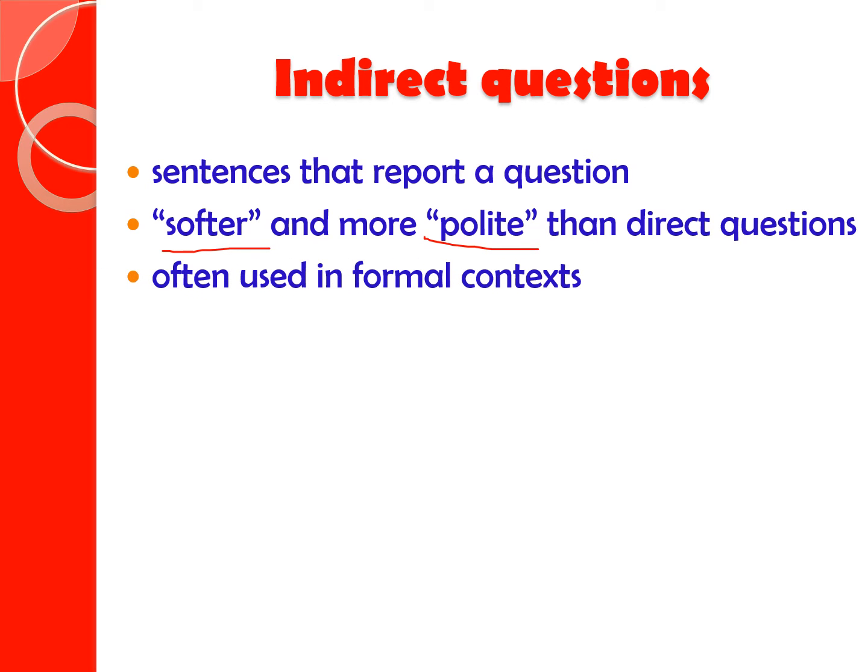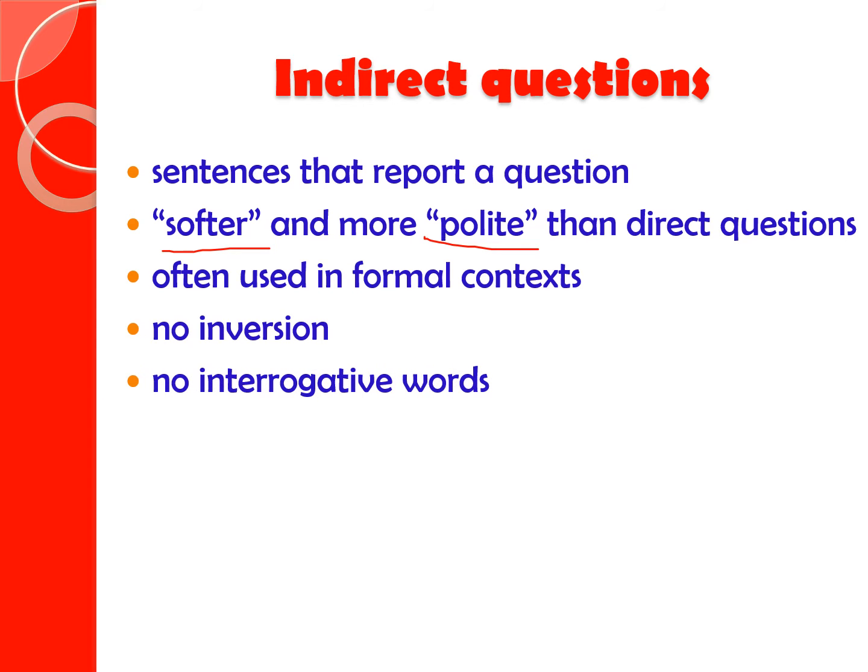They are often used in formal contexts. And there's no inversion. There's no inversion like do you, is he, are they. So when there's no inversion, you say I work, not do you work or does he work. And no interrogative words. You don't need them, because they are indirect questions. I want you to keep this in mind because it's really important.